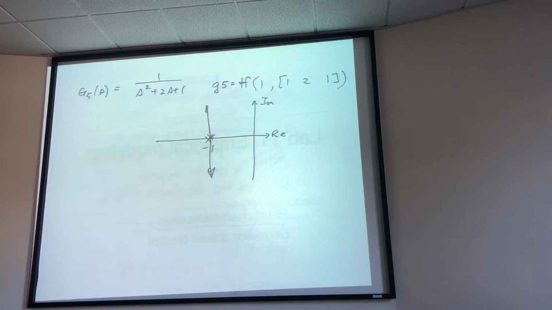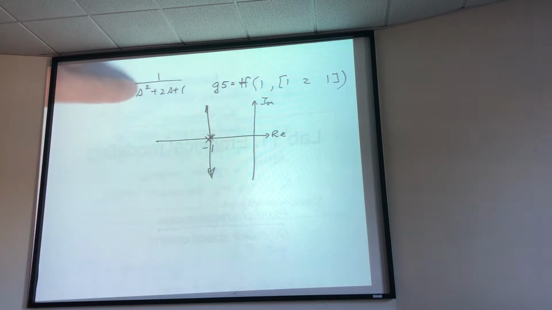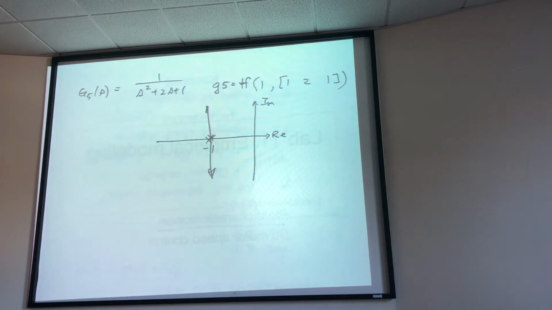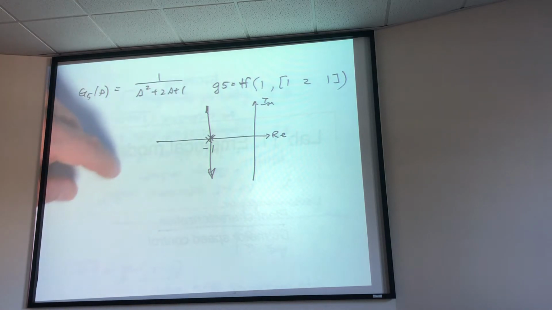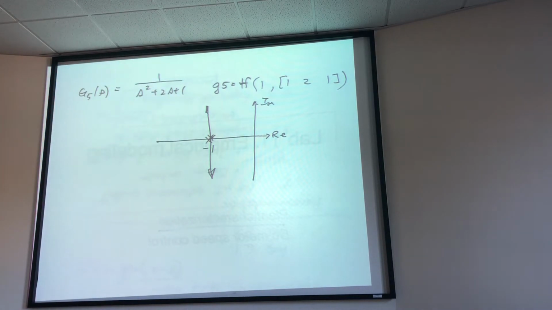Loci start at the X marks and they go to the O's. There are no O's, so therefore they go off the page. The number of loci is equal to the number of branches. I mean, the number of branches is equal to the number of poles. This is a second order system, so there's 2 branches, 1 going up, 1 going down. Blue and green. I don't know which one is which. What else? Symmetrical. Notice that the picture is symmetrical with respect to the real axis.